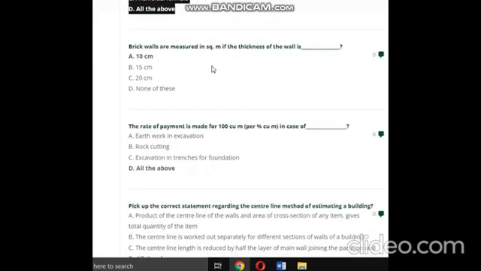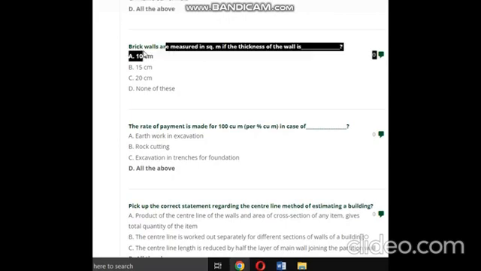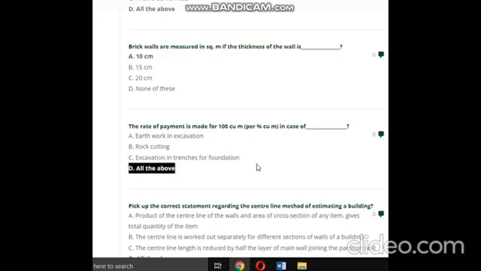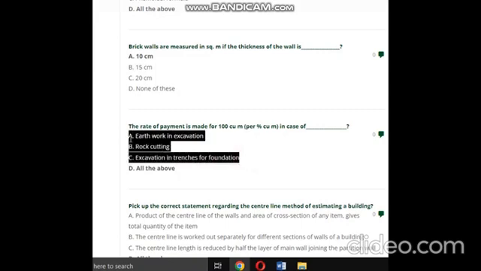Brick walls are measured in square meter if the thickness of the wall is 10 centimeter. The rate of pavement is made per 10 cubic meter per percent in case of all of the above: rock cutting, excavation and trench for foundation, earthwork in excavation, road cutting.